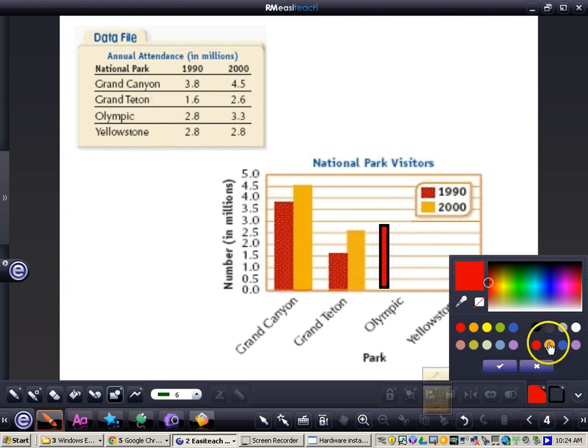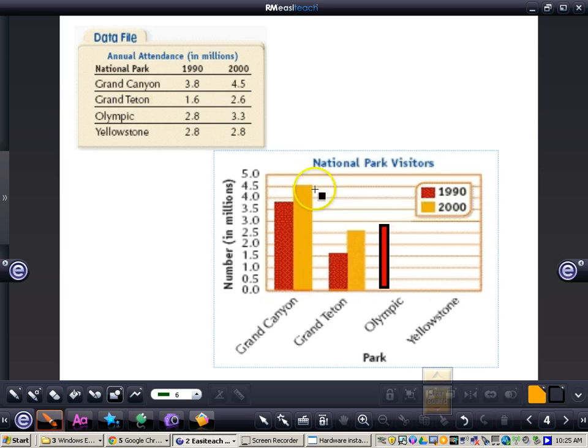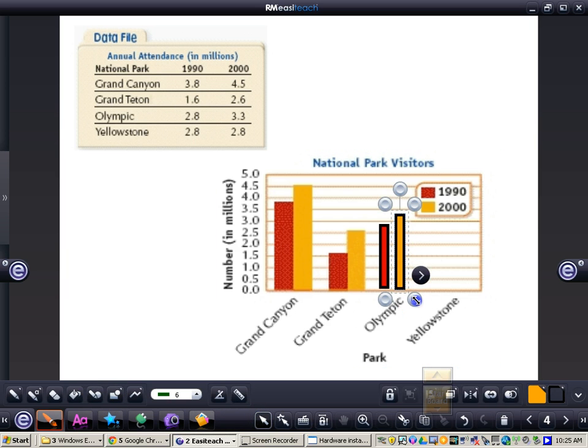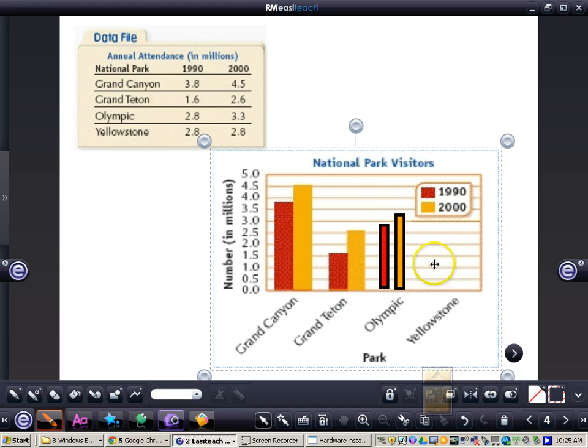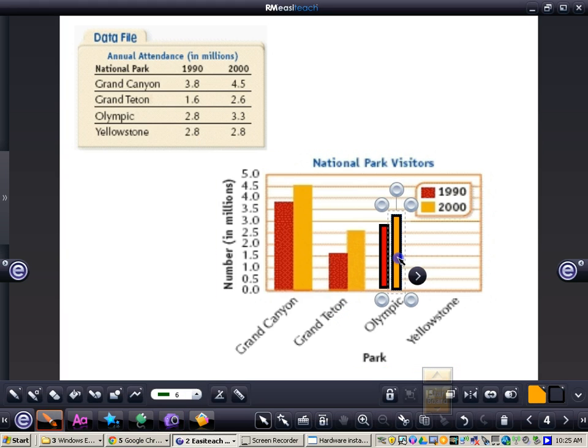Then as far as the year 2000, I can see the Olympic Park is 3.3 million. So I would just take my orangish yellowish color and I could go right a little above that 3.0. Okay, I didn't quite get all the way down to the bottom there, so what I will do is just expand this a little bit more. There we go.